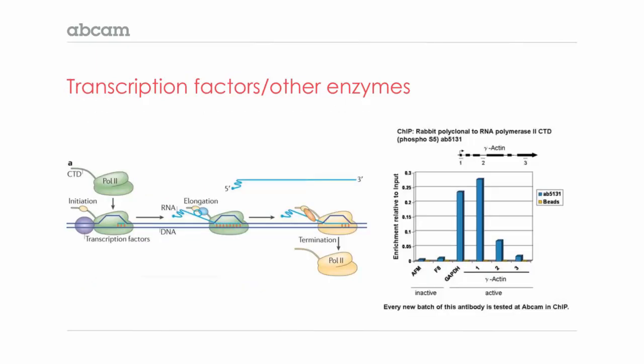Of course, ChIP isn't only for histone proteins. You can also use ChIP to analyze the location of transcription factors or other DNA-binding proteins. Here's a cartoon of RNA polymerase II, which sits at the promoter along with transcription factors and moves along the DNA as transcription progresses. If you perform ChIP to see where RNA polymerase II binds, you can see strong binding at active promoters, such as those of GAPDH and gamma-actin, and you can see the polymerase along the entire gamma-actin gene as transcription progresses. As expected, RNA polymerase is not detected at inactive genes.